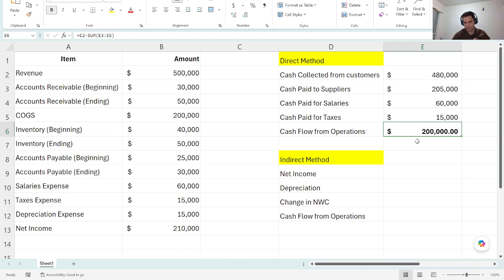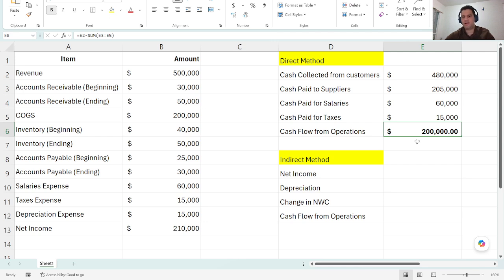The indirect method of calculating cash from operations. I have talked theoretically about the direct and the indirect method in one of my previous videos, so please do watch that if you're struggling with internalizing these concepts. We start with our net income and we add back any non-cash charges such as depreciation, and we subtract the change in net working capital. The net working capital is defined as current operating assets minus current operating liabilities.